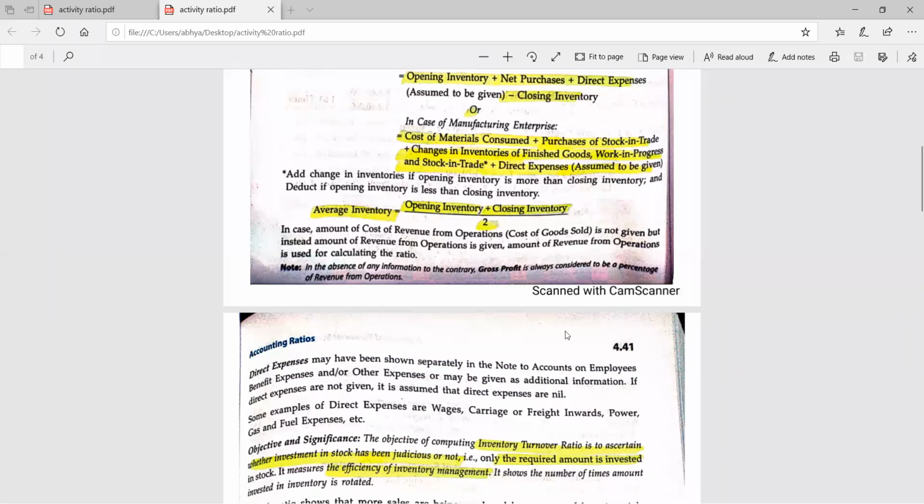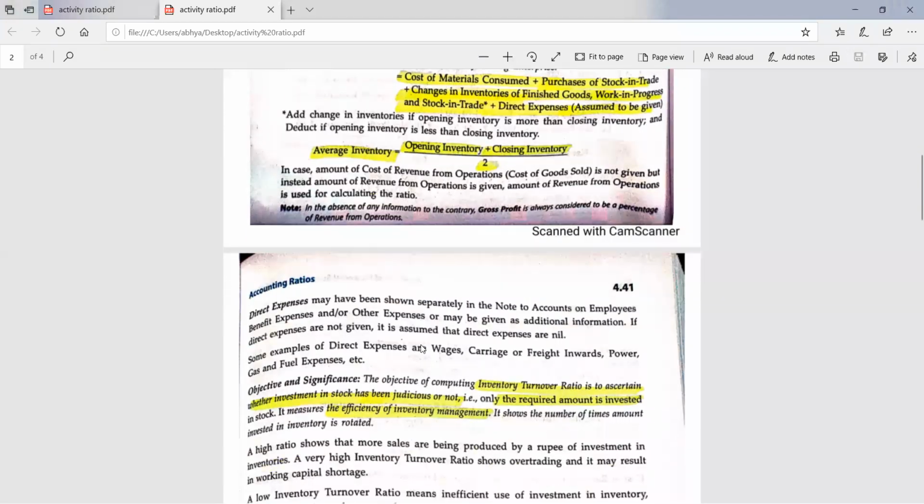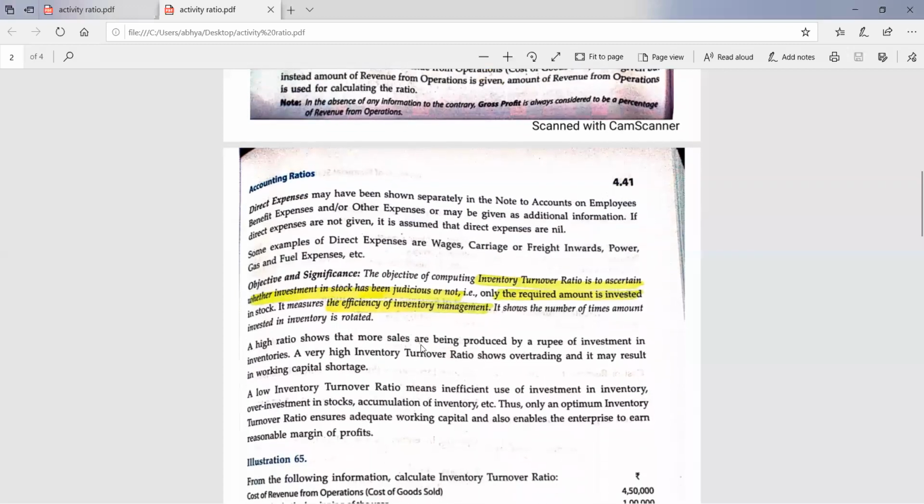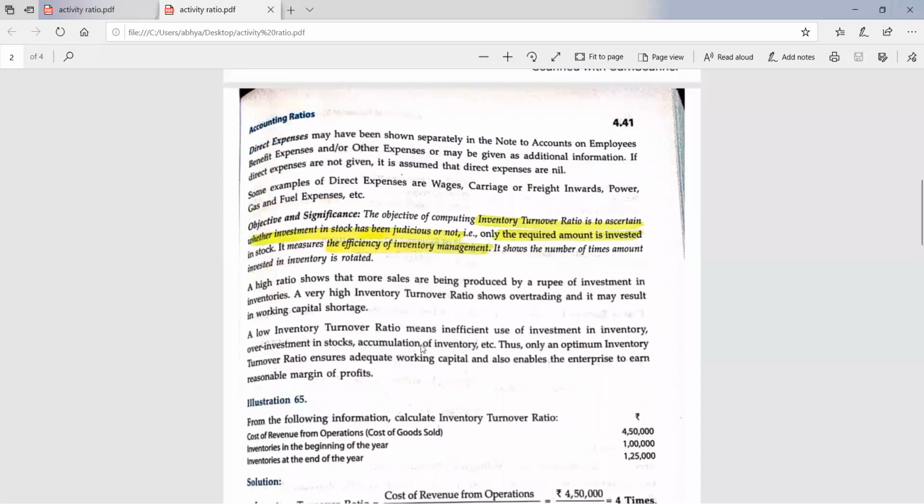So information will be given regarding all these items. You have to find out both the variables, put the values in the formula and find out the answer. And why is this ratio calculated?